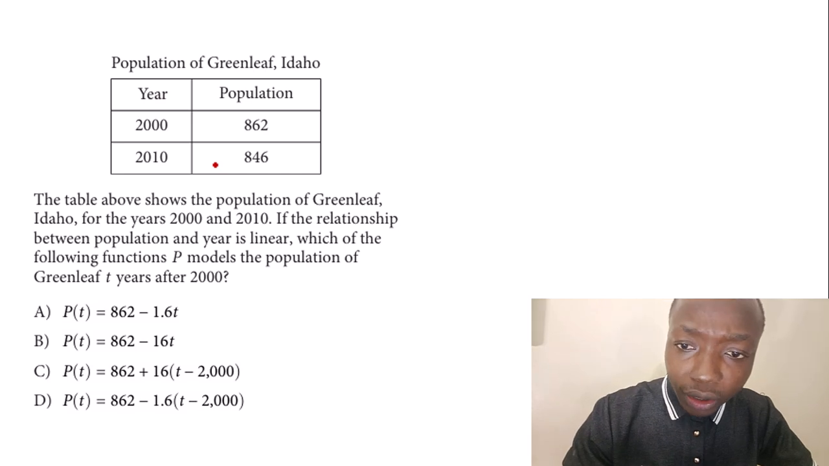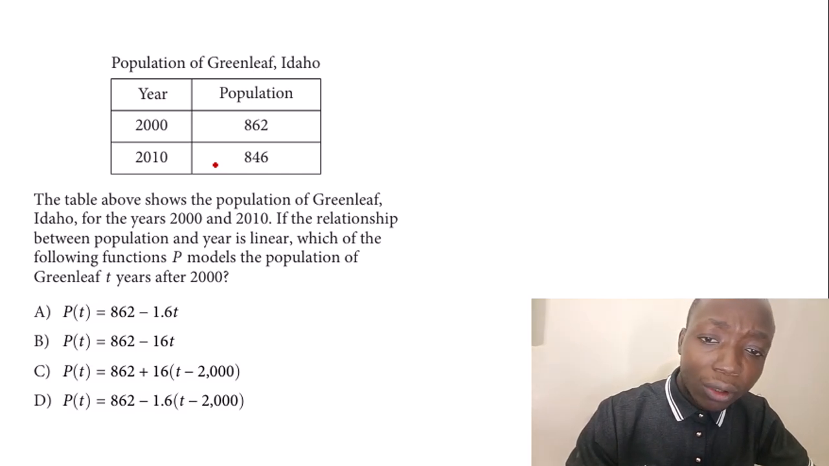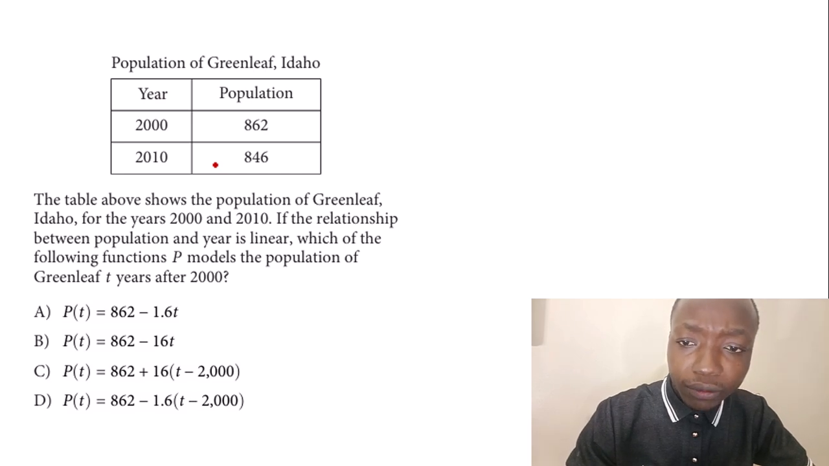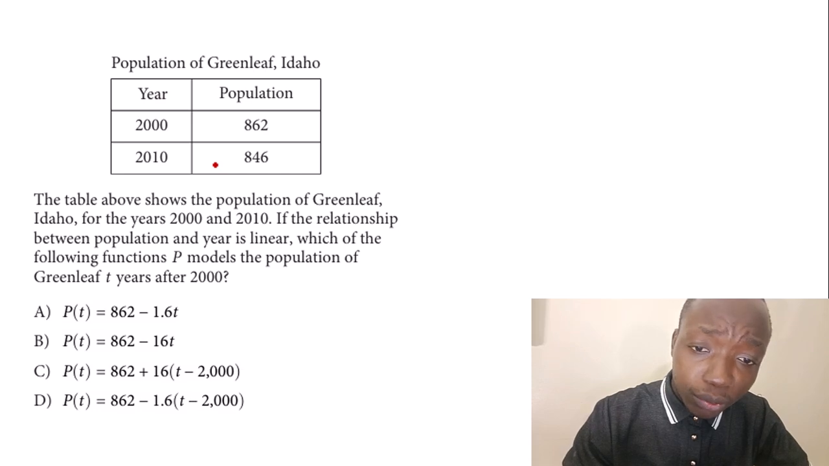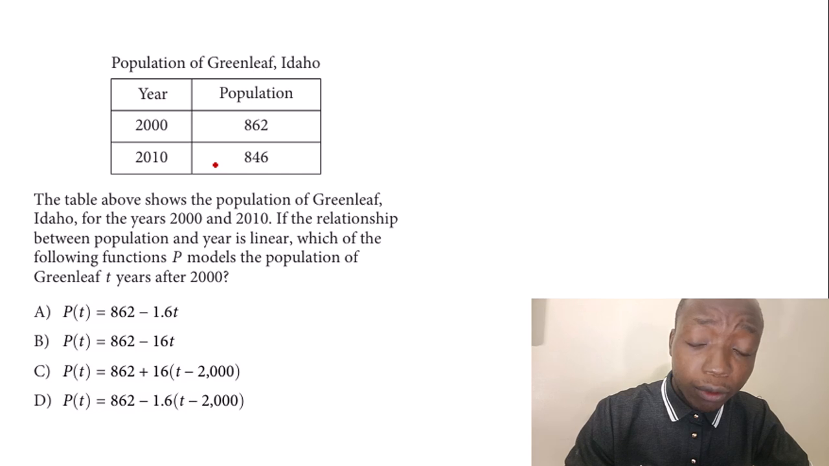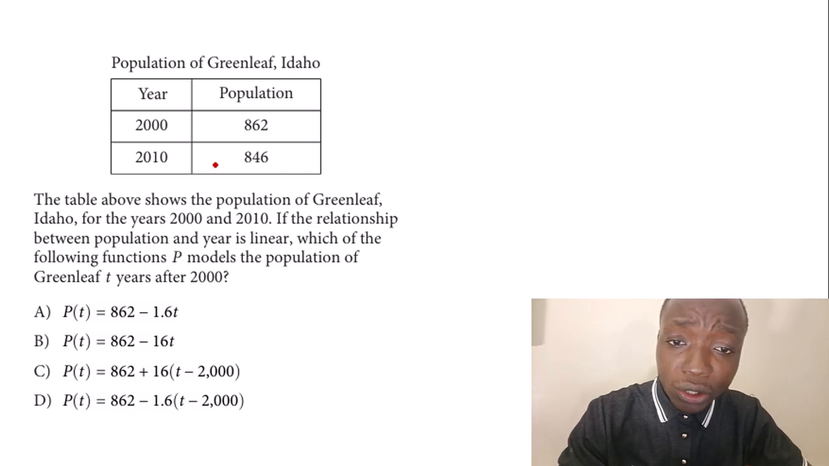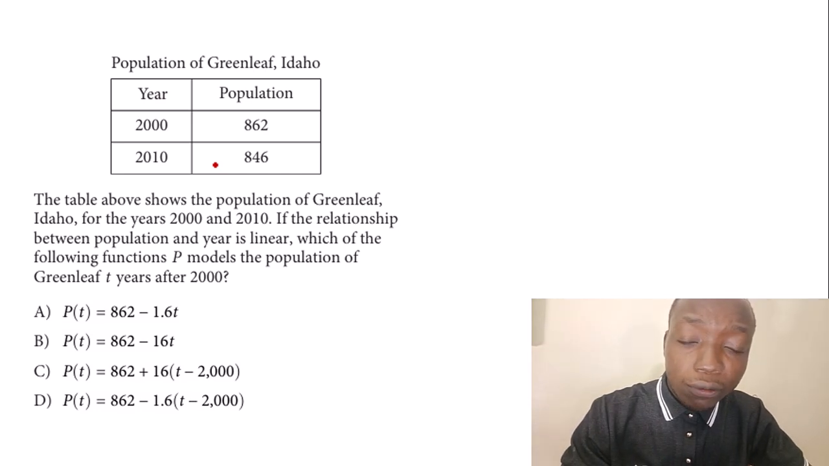Now, in this question, we've been given year and population. The table above shows the population of Greenleaf, Idaho, for the years 2010. If the relationship between population and year is linear, which of the following functions P models the population of Greenleaf T years after 2000? So one thing you need to take note of here is that the population is decreasing. So we're looking for an equation where the slope is negative.